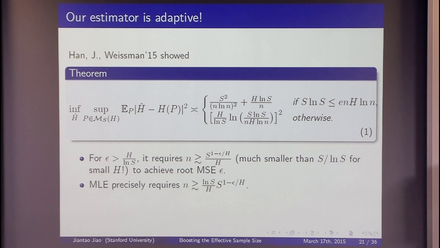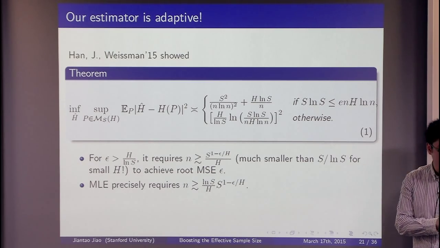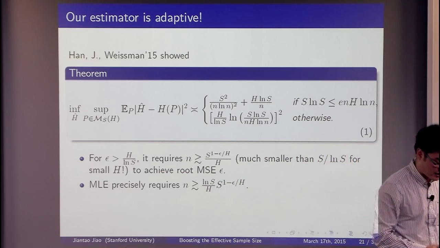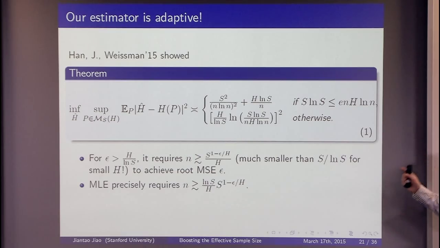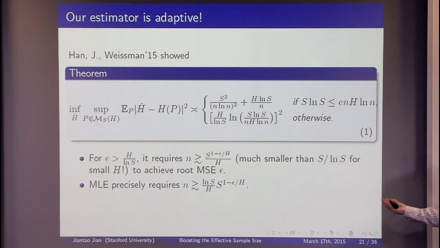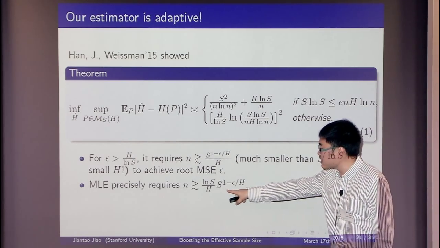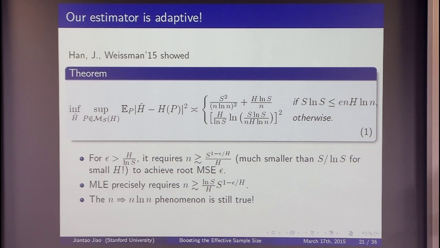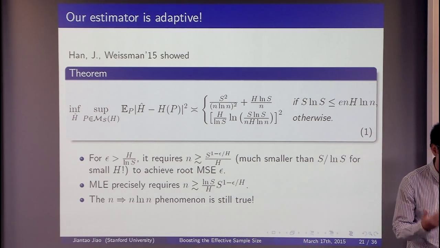But then you may wonder, what does the MLE require? Probably the MLE still requires S samples. Actually it's not. The MLE still requires slightly more than that, just a logarithmic factor. Really? So in this case, if I give you the upper bound that the true entropy is no more than h, even the MLE can be easily sublinear, because it's just a logarithmic factor away. So the n to n times log n phenomenon is still true. We found this very intriguing because this is already no longer the question we investigated before, but this general phenomenon still holds true, which is really hard to understand.